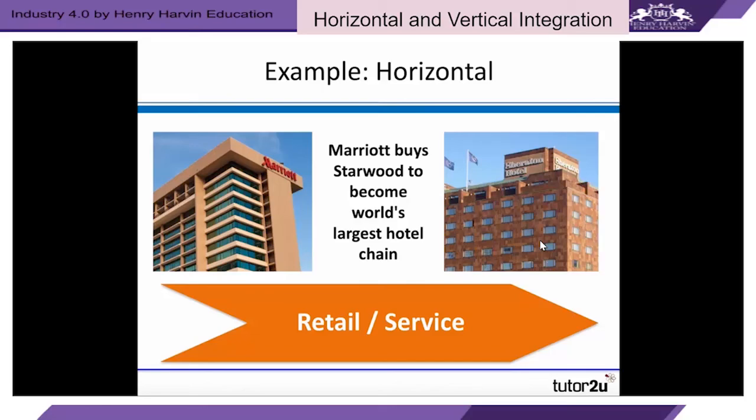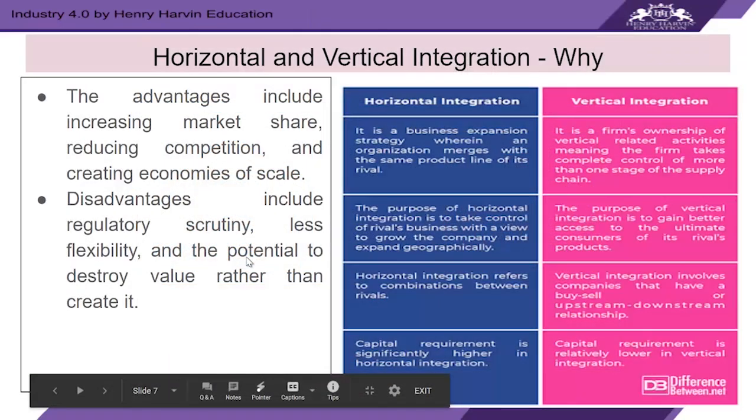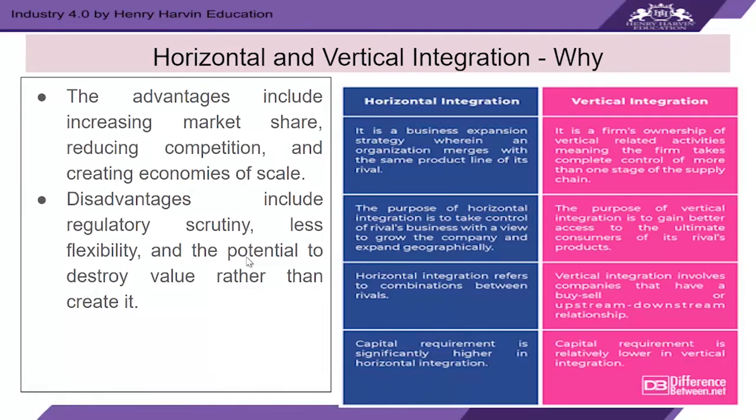This was an overview of horizontal and the vertical integration. Now let's look at the tabular comparison of horizontal and the vertical integration. The advantages of this integration include that we have a larger market share, we have reduced competition, and we create economies of scale. Some of the disadvantages are the regulatory scrutiny, less flexibility, and the potential to destroy value rather than create at times. And this tabular format also tells you the differences between a horizontal and a vertical integration.